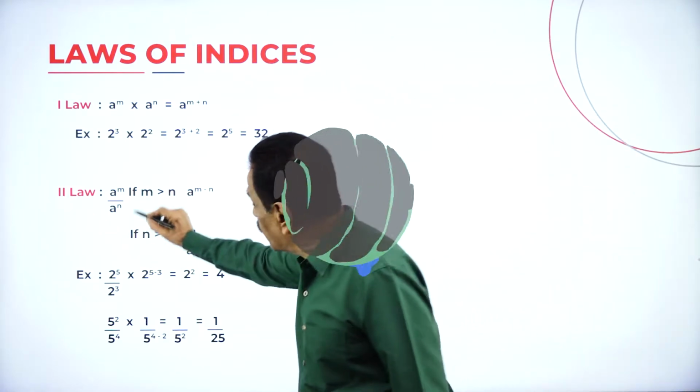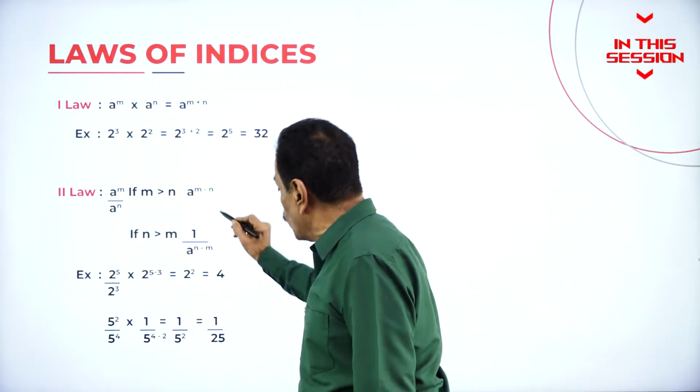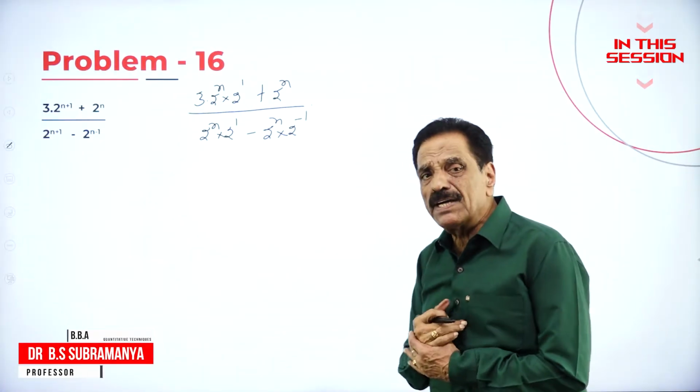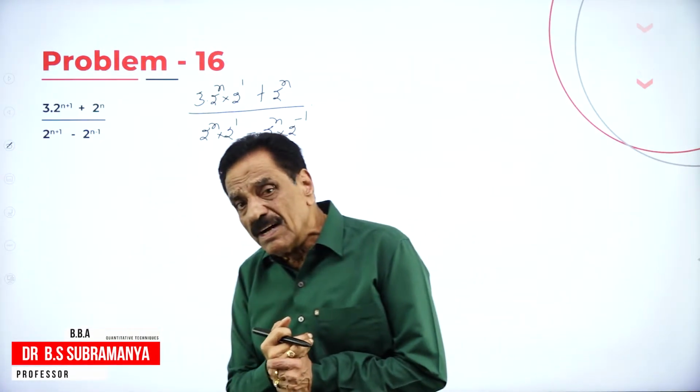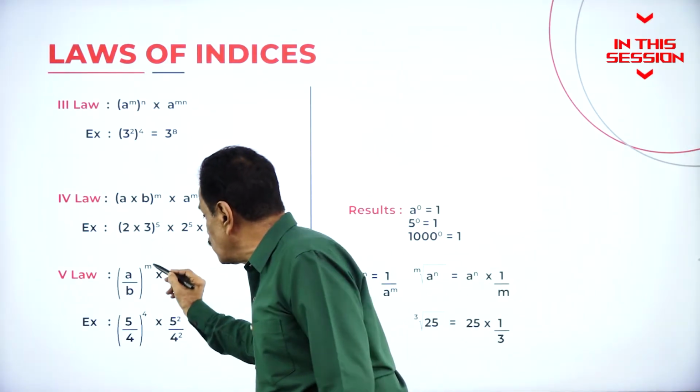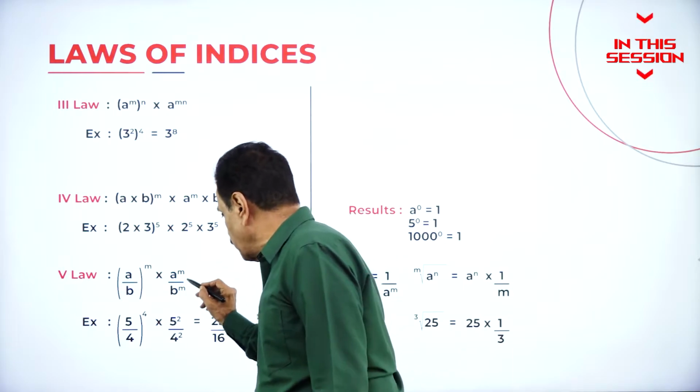This is the regular formula. If n is greater than m, it is 1 over a to the power of n minus m. When the plus and minus signs are given in the problem, take the LCM. That's the procedure. The fifth law says (a by b) to the power of m is a to the power of m divided by b to the power of m.